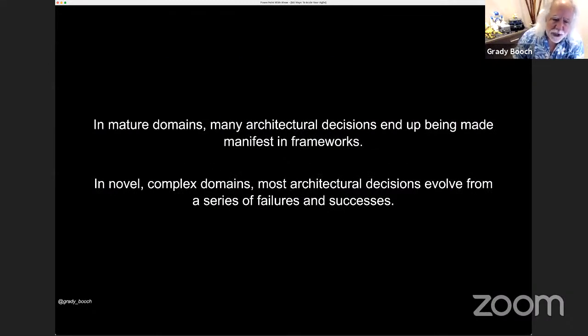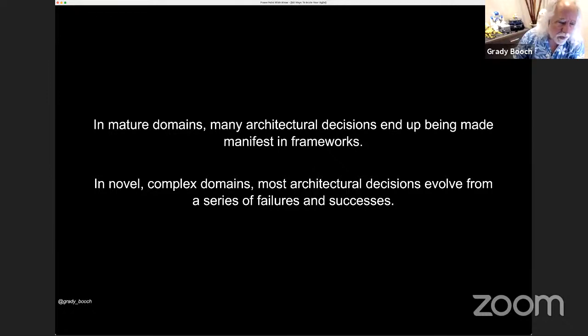But here's the issue. In mature domains, a lot of architectural decisions end up being made in frameworks. Someone will say, hey, let's go use Keras. Let's go use Kafka. Let's go use Kubernetes. Let's go use TensorFlow. By making that decision, which may be an informed decision or one that's simply because you used it before, you have made a major part of your architectural decisions. And therefore, you've begun to constrain what's next. And that gives you the context in which you can build out your teams. That's great. But in novel, complex domains, you can't do that.